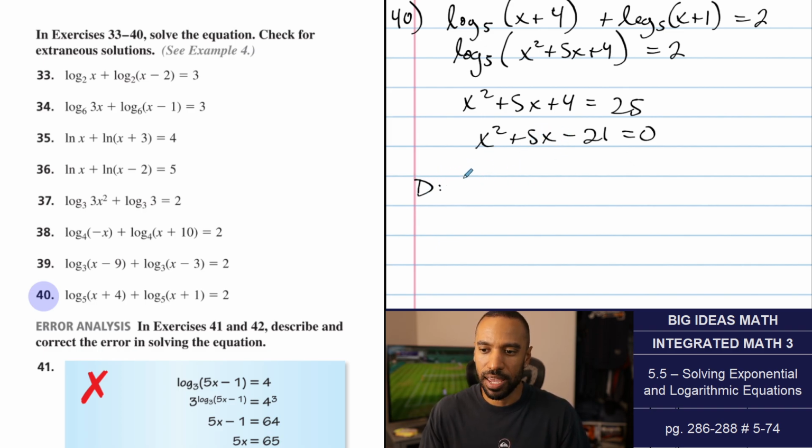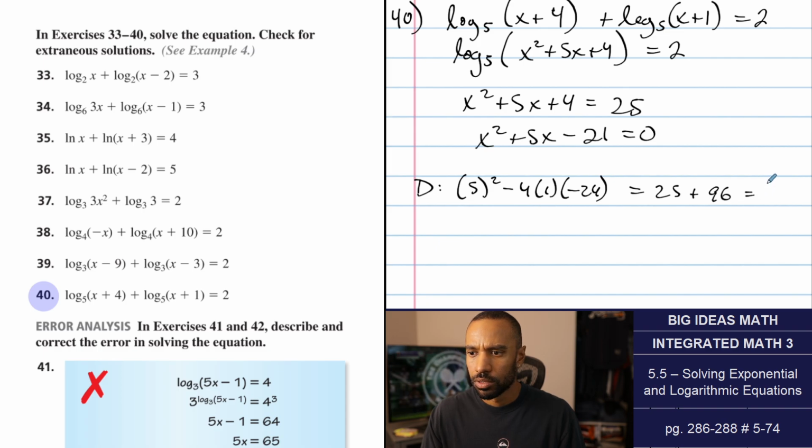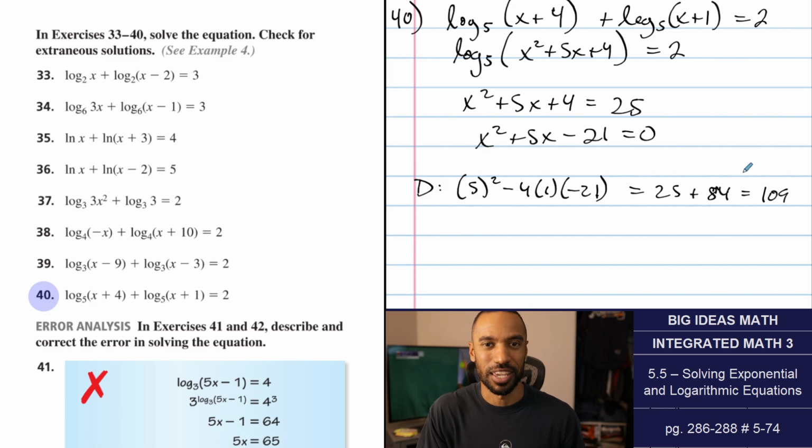Our discriminant being b squared minus 4ac, or 25 plus, I had it and lost it, 96. Oh, was that factorable? Wait a minute. Oh, I'm sorry. This was not 24. This was 21. Because that would have been 121, which would have been a perfect square. All right. So 25 plus 84. That's the only reason why I double checked on that, because I got a perfect square. Otherwise, I would have just gone on with the wrong work.